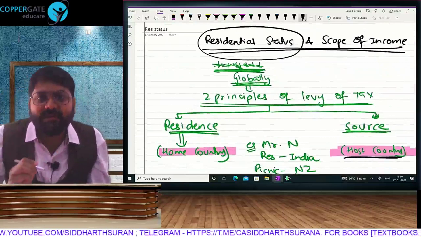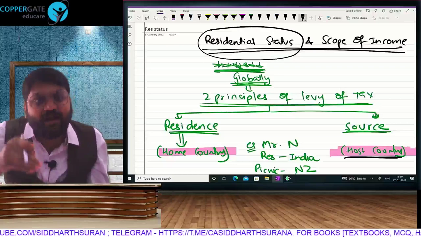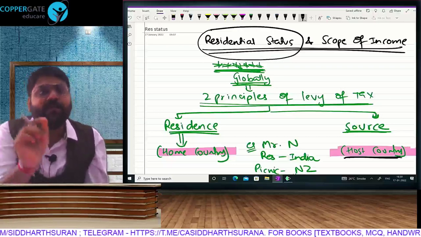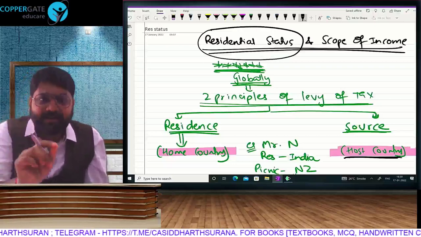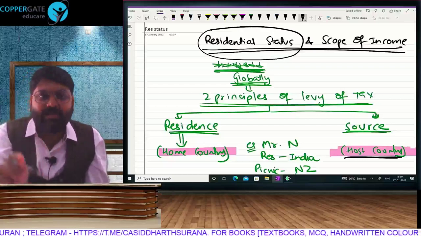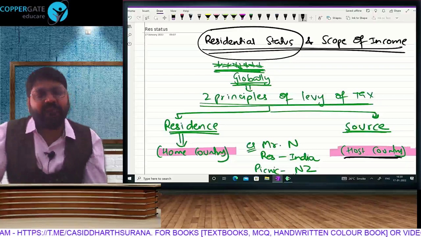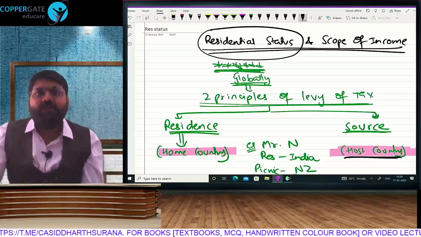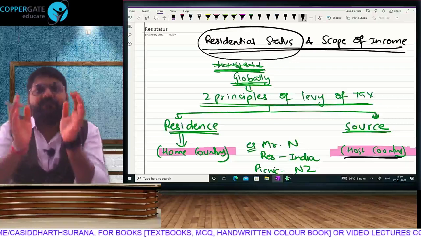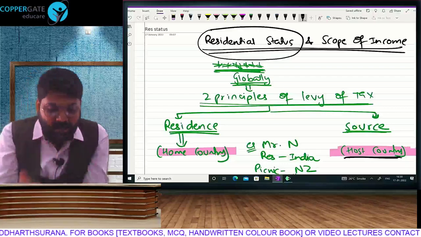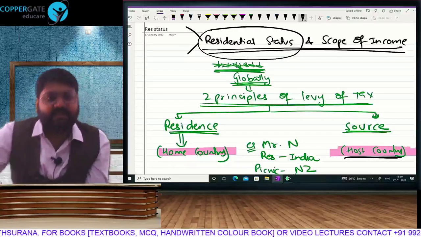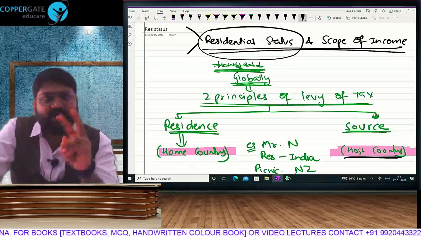I have not taught you anything in residential status yet. I have only taught you why we are studying this chapter. Every time you start a chapter, you need to know why you are learning the chapter, the purpose, the objective of learning it. Then only you will understand what is being taught in the chapter. Why are we learning residential status? Because under residential status, pay attention, we will classify the assessee. Guess, classify the assessee into which two categories?